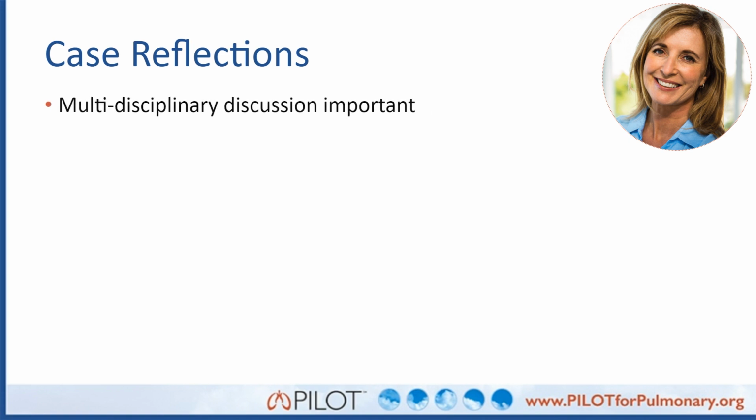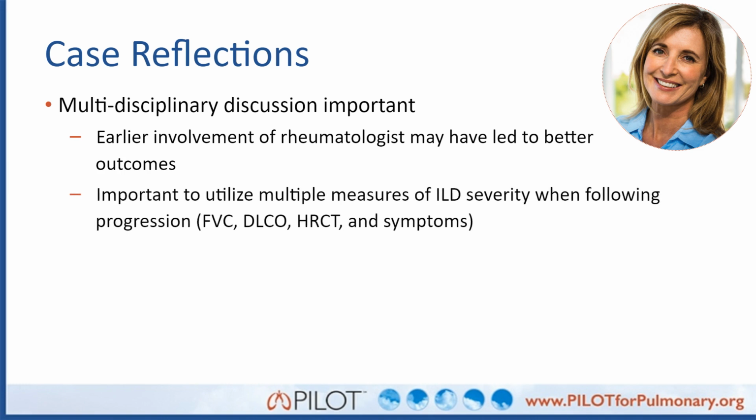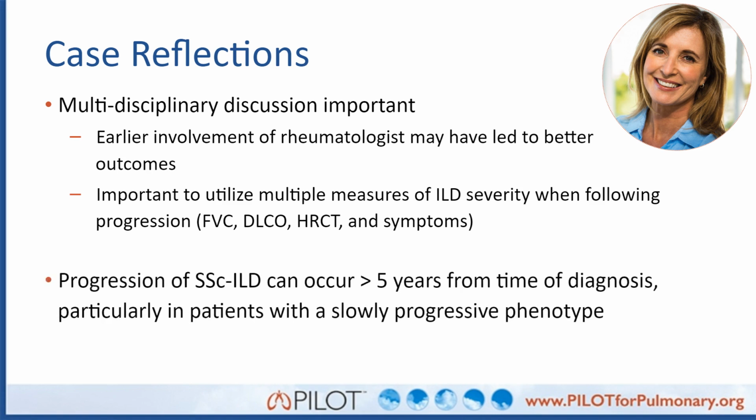Again, if a rheumatologist had been involved earlier on, this may lead to a different outcome for this patient. She may have had an earlier diagnosis of scleroderma, which could have enabled her to receive other treatments for scleroderma to address the other clinical manifestations of the disease. And progression of SSc ILD can occur early, but it can also occur in patients with a slowly progressive phenotype at later disease stages. So in this patient, she was experiencing progression beyond that 5-year time point when people think that these patients generally don't have progression.